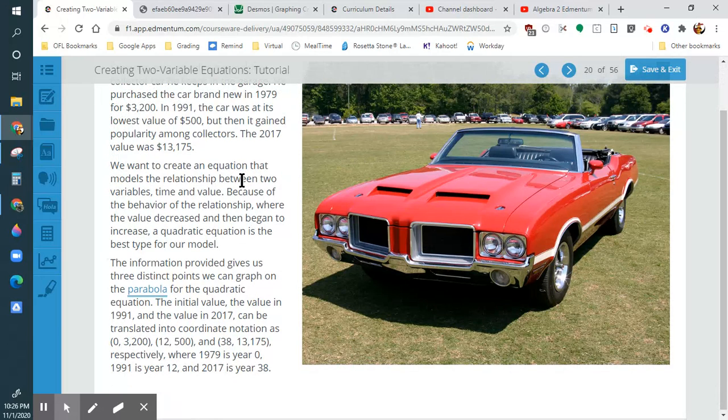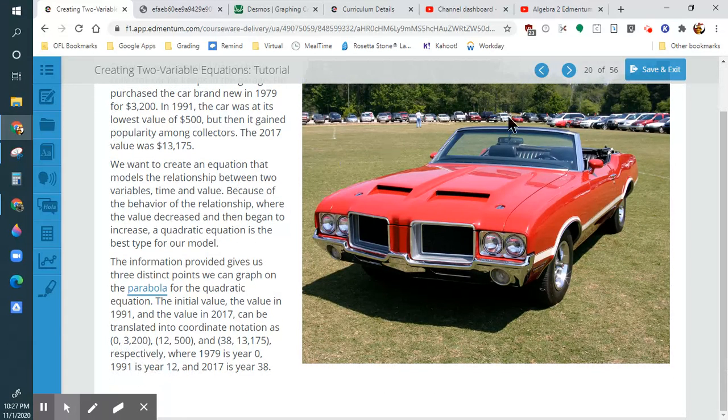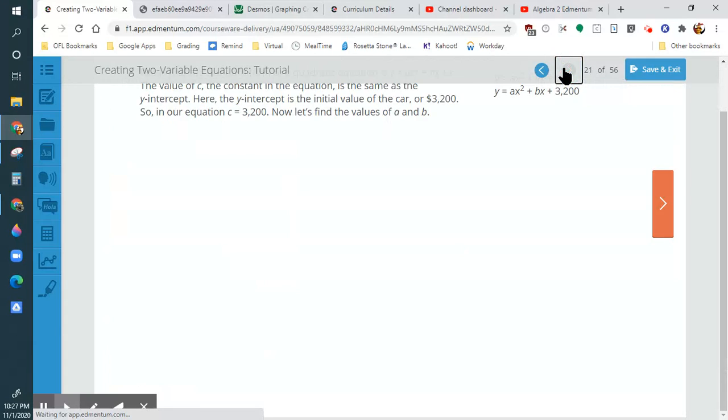We want to create an equation, so we kind of want to create a parabola. It's what it's telling us. So the parabola provided gives us 3 distinct points. So we're going to make a parabola with 3 distinct points. So let's get into the actual problem itself.